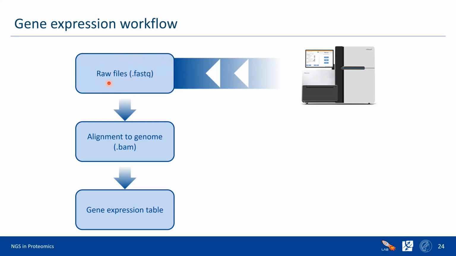But you can take these raw files from the instrument, usually present as FastQ files, and what you have to do first is match them back. You have to understand where each fragment is coming from in the genome, and this is called alignment to the genome. Usually you get several gigabyte files, BAM files, which have information about where a certain fragment is aligned to the genome. With this information in hand, it's very easy to estimate gene expression. You just quantify how many fragments you have per gene, and this is gene expression.